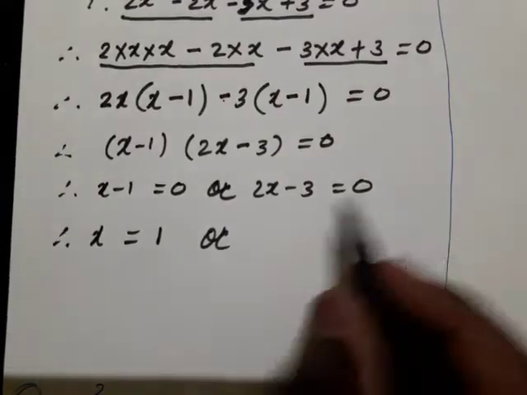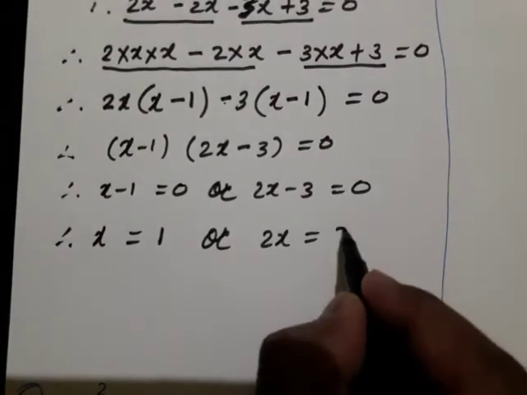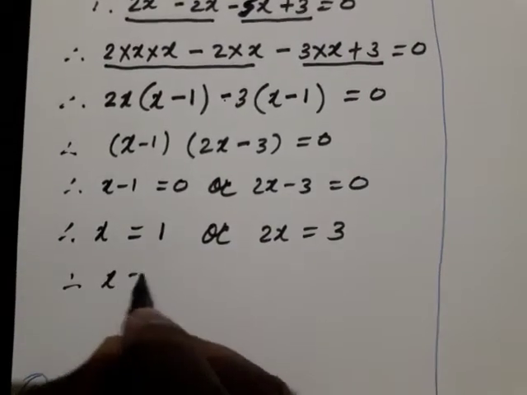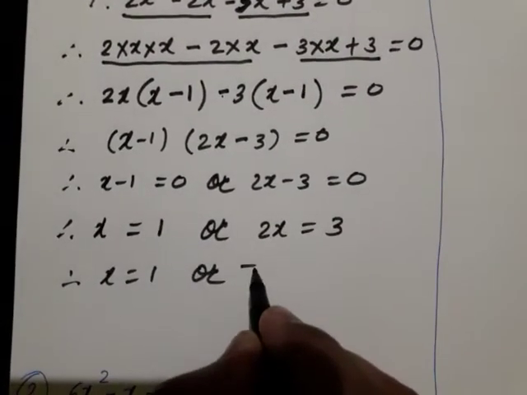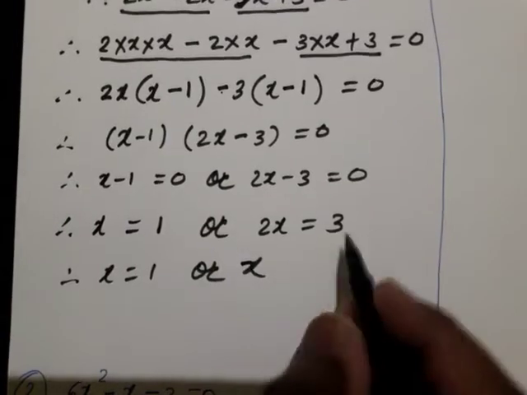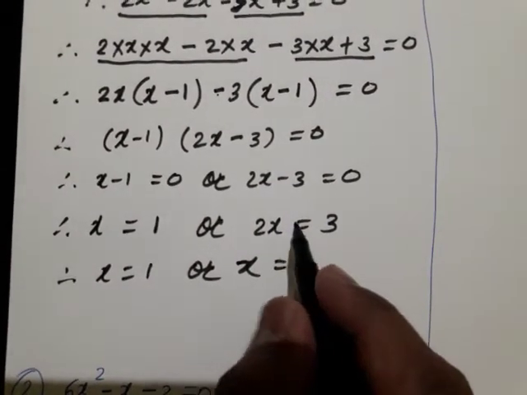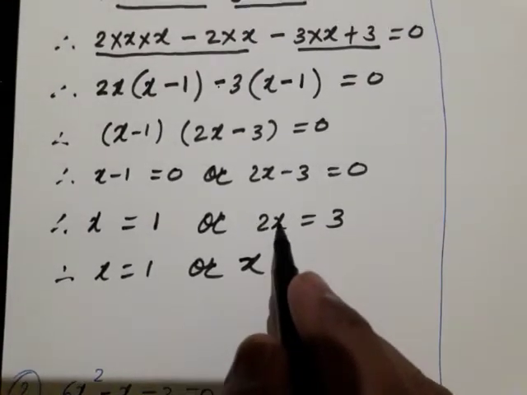Or this also will transfer. 2x is equal to, this is minus, it will convert into plus. Therefore, x is equal to 1, or look here, x is equal to, this multiplied 2 is there. We should not keep anything this side.